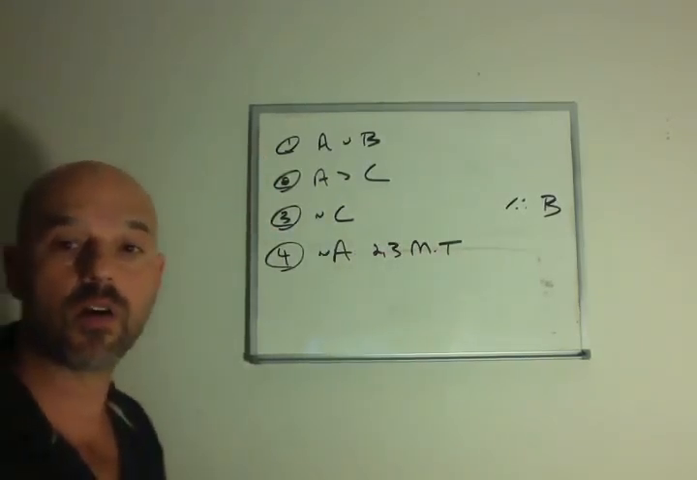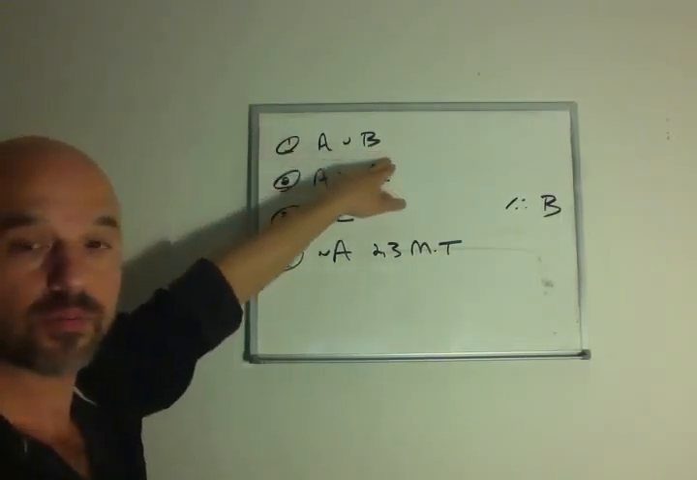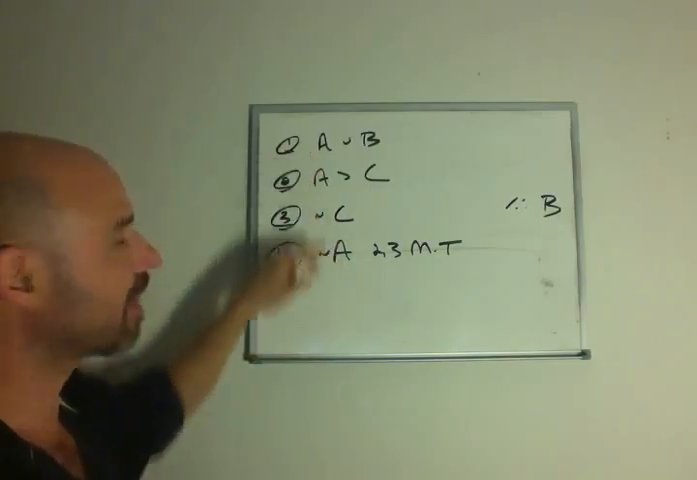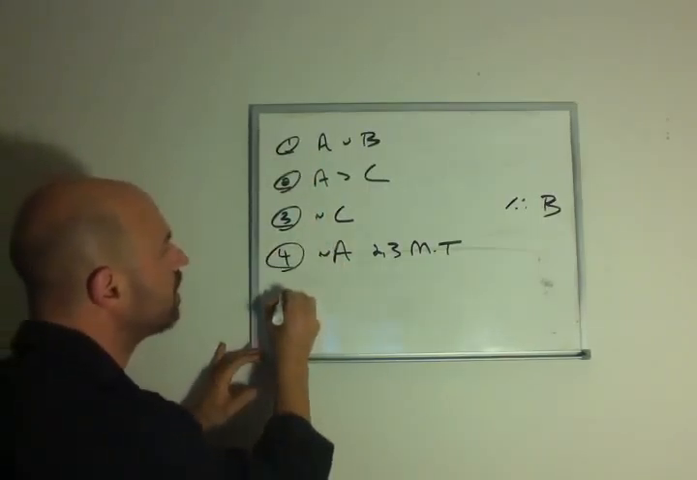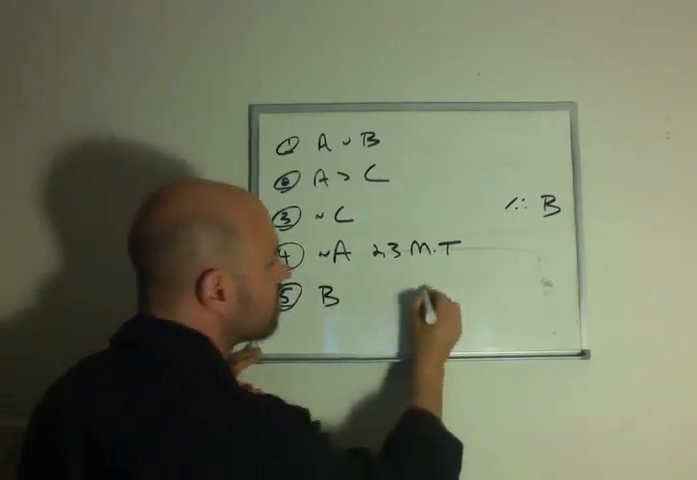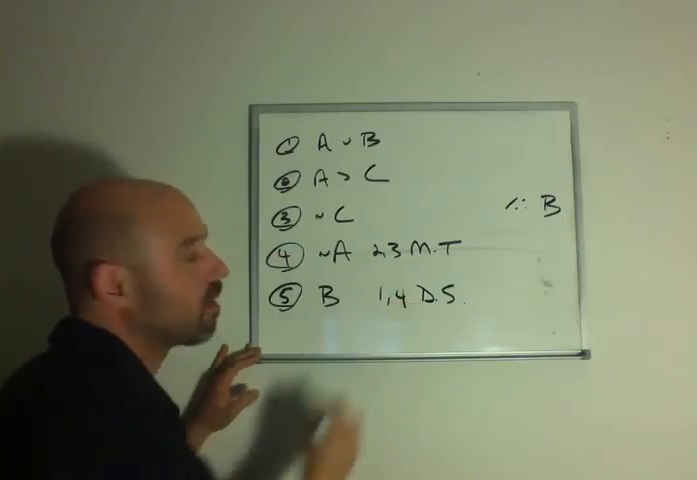And now I can use our new rule, the disjunctive syllogism. Line 1 tells me A or B is true. Line 4, I've just added, tells me that A is not the case. What does that mean? B must be true. This is the disjunctive syllogism on lines 1 and 4.